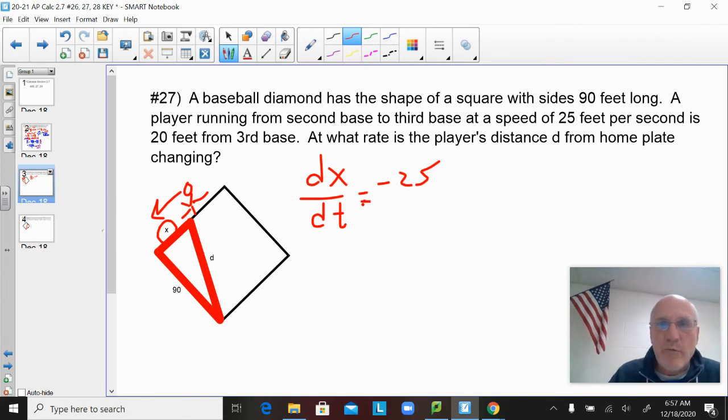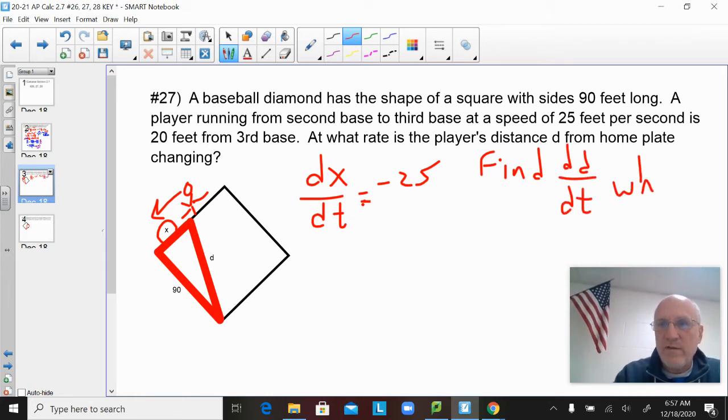And it wants to know at what rate is the player's distance d from home plate changing? Again, the book uses S, but I'm going to use D. So it wants us to find dd/dt. When does it want that? It wants it when the player is 20 feet from third base. So that's when x equals 20.